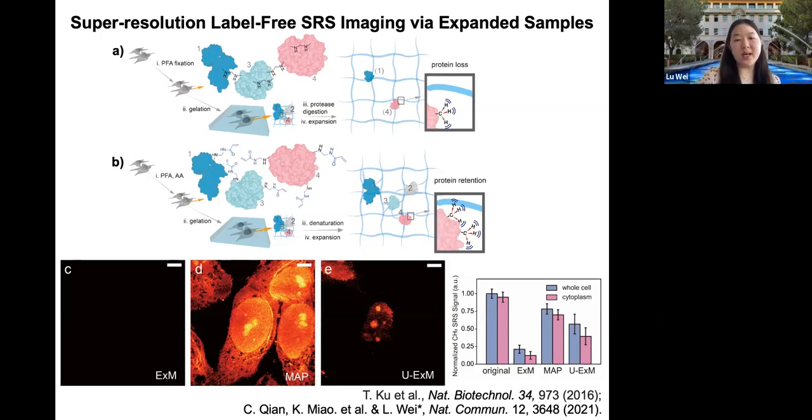In that way, we can utilize protein denaturation to homogenize the sample instead of protease digestion. And then we can expand the sample, retaining most of the proteins that would give us a nice CH signal from the retained proteins to map high-resolution, label-free SRS imaging.